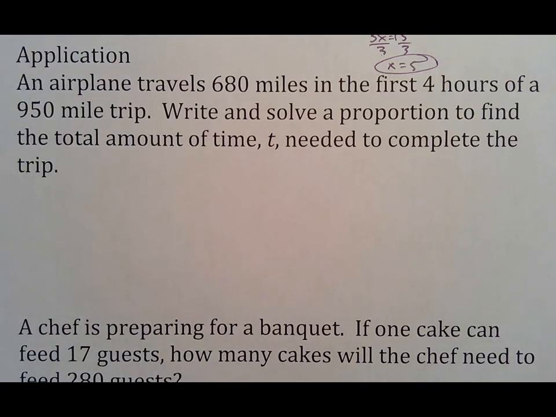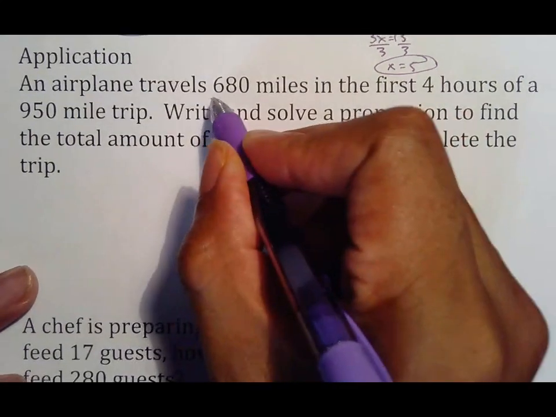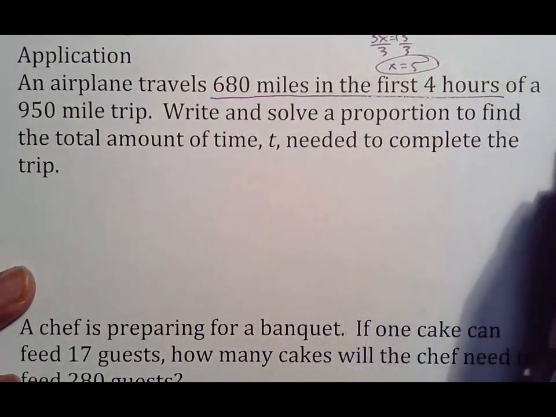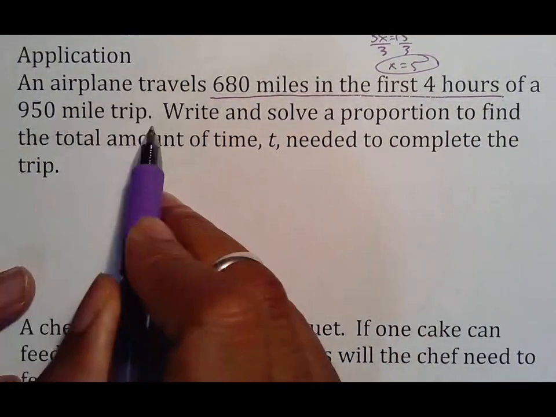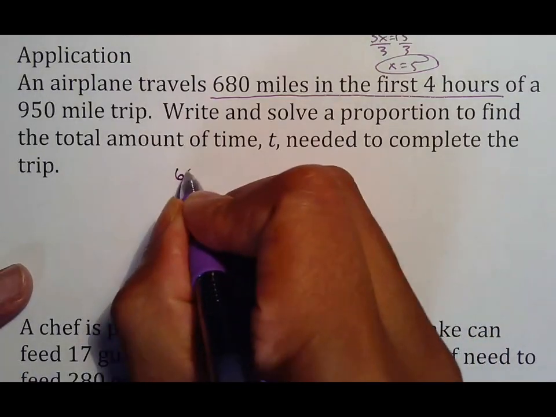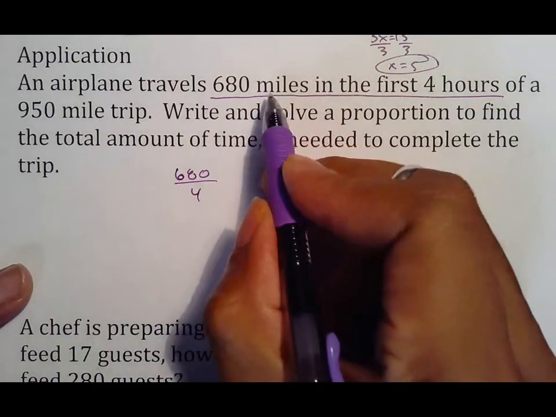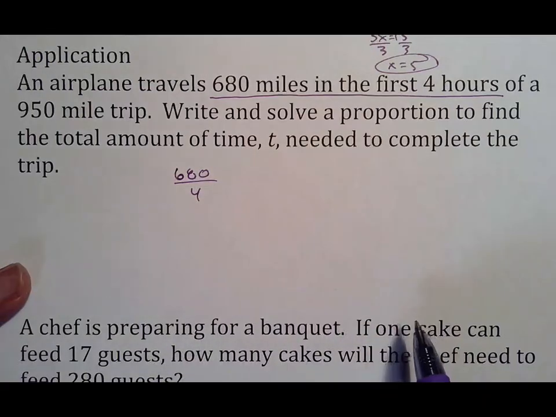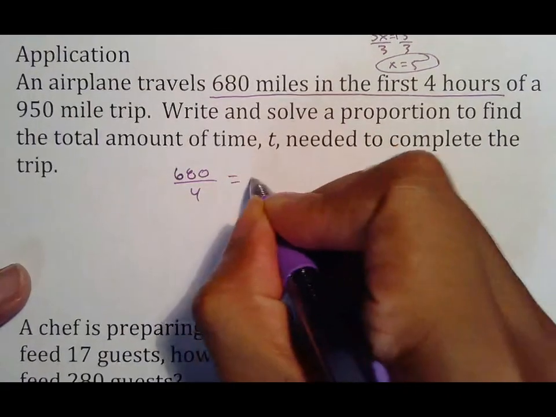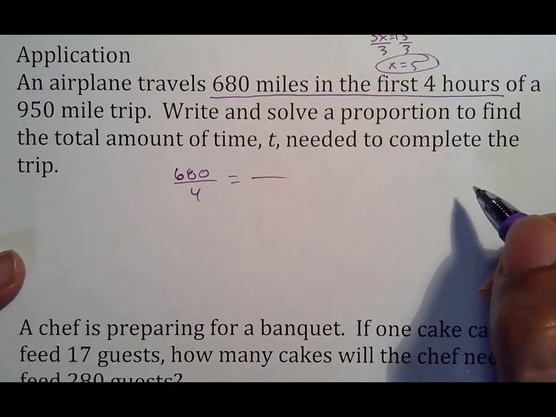It says an airplane travels 680 miles in the first 4 hours of a 950-mile trip. Write and solve a proportion to find the total amount of time t needed to complete the trip. Pretty much you have to do that and solve it, but here's all you have to do. Again, they give you a situation, 680 miles in the first 4 hours, and they want you to expand it to a 950-mile trip. So I would put 680 over 4, because those two are related. That is a ratio.